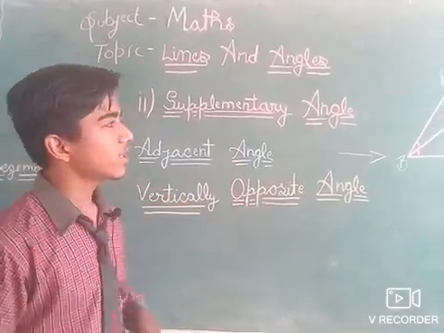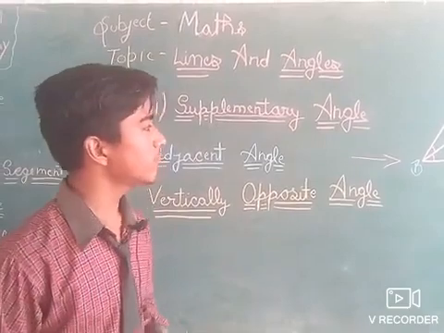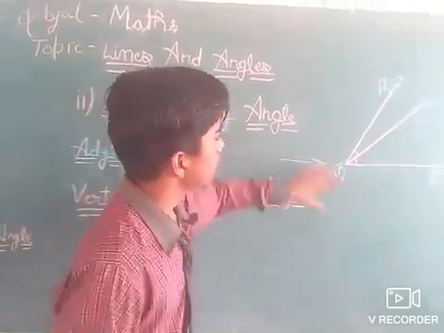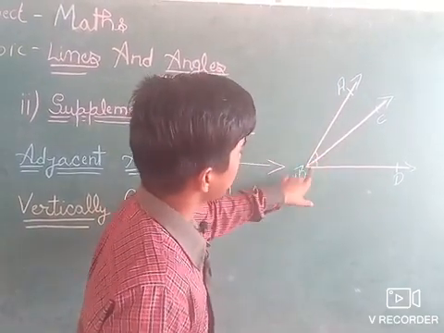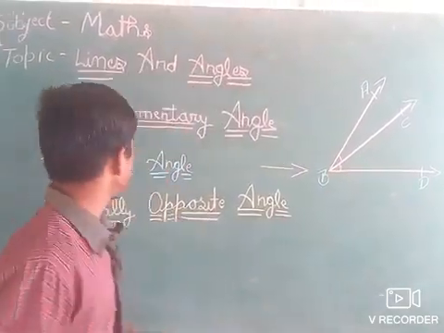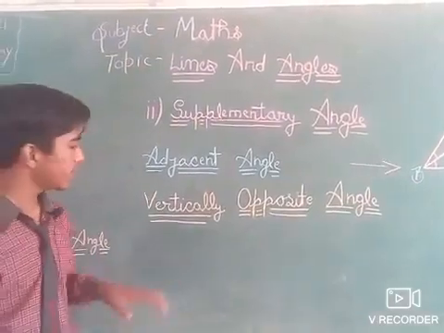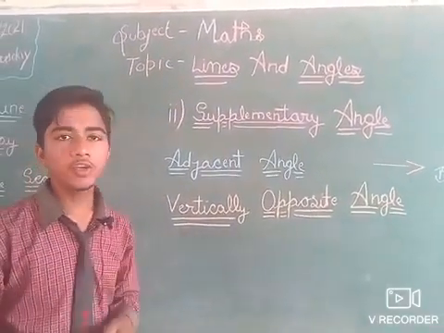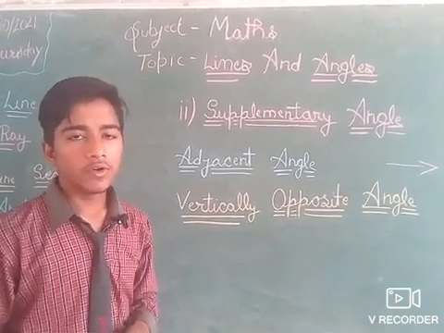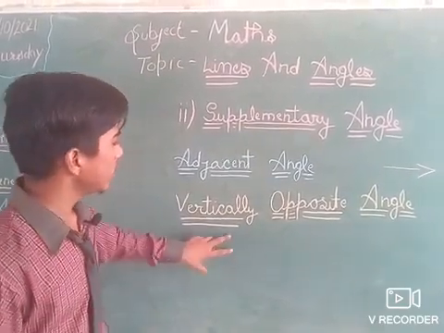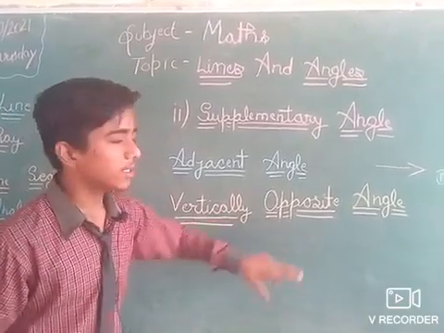Angles. When angles have a common arm and a common vertex, they are called adjacent angles. For example, this angle has only one common arm and common vertex. This is called adjacent angles. Now, vertically opposite angles. When two lines intersect each other and form the intersection of two angles, they are called vertically opposite angles.